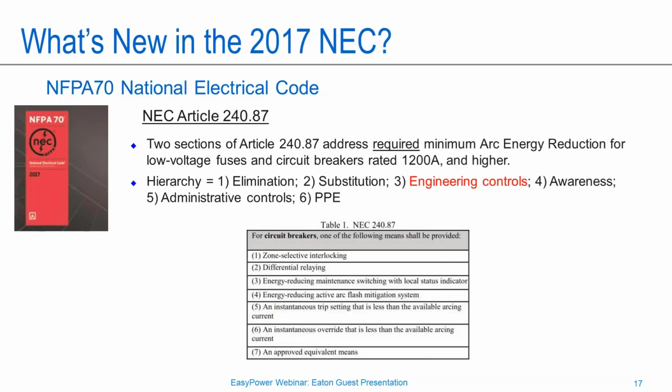If you are a design engineer working on a specific new building or system, then according to the NEC, you need to consider engineering controls, and there are 7 different options here: zone selective interlocking, differential relaying, energy reducing maintenance switches, energy reducing arc flash mitigation systems, and then a couple of different things on instantaneous trip settings, less than the arcing current, or instantaneous override, less than the arcing current. So these are included in the NEC, and I think it's a move towards electrical workplace safety in an installation standard. There's obviously a motion in that direction, and I think we all need to be aware when we're designing systems of what's in the NEC regarding arc flash.